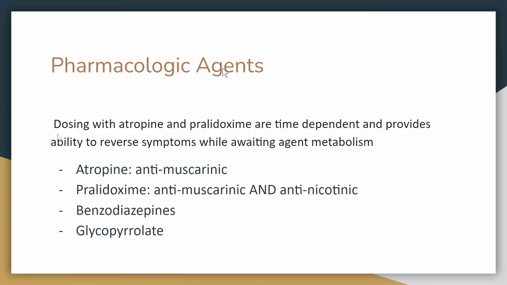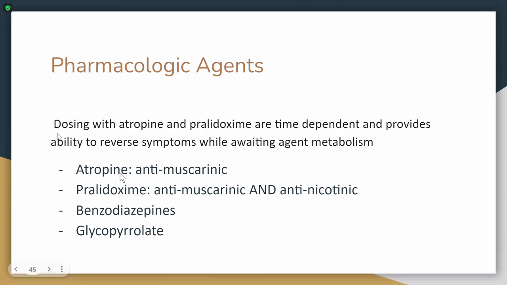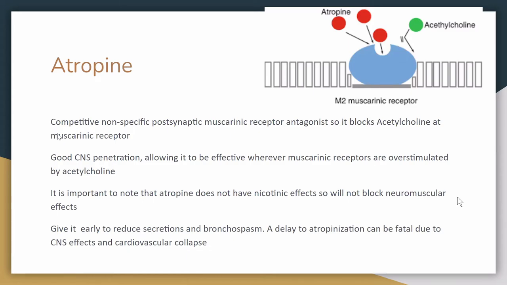So next we talk about pharmacologic agents. The most important is atropine and pralidoxime. We give these to reverse the symptoms while waiting for the body to metabolize the substance. Atropine is only antimuscarinic, whereas pralidoxime is both antimuscarinic and antinicotinic. The way atropine works is it blocks acetylcholine from binding to the muscarinic receptor. So acetylcholine is trying to get in there and atropine is like, nope, not today. This is my spot. Again, it does not affect nicotinic receptors at all.